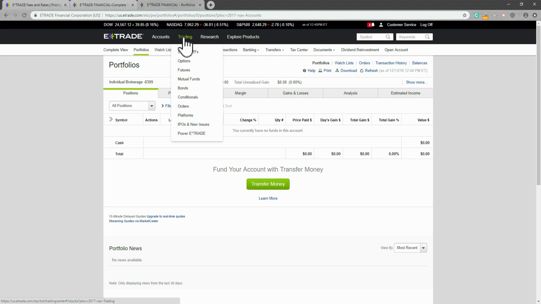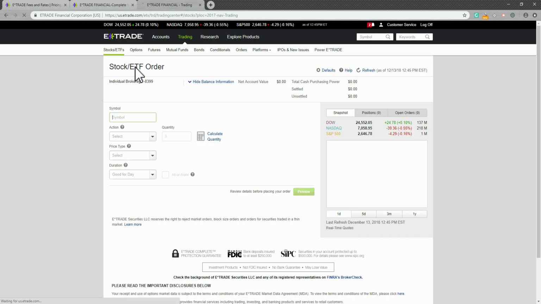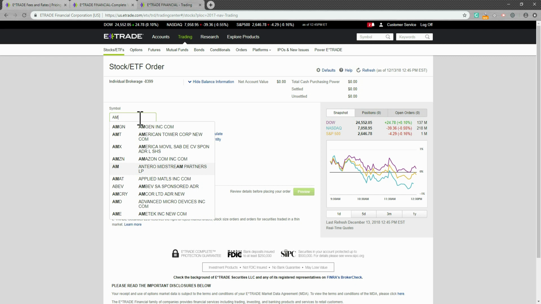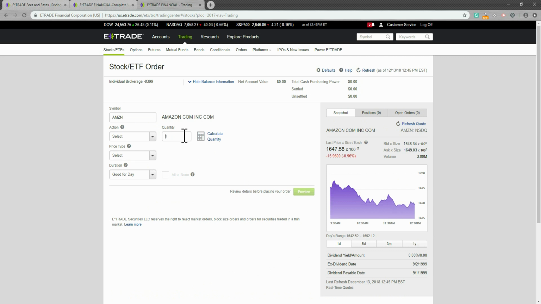Now, if you're looking to trade, this is where you would go. Click on trading, and this is where you could buy your stocks and stuff like that. You could put your symbols in if you're looking to buy something, like Amazon. You start typing here, and it comes up with the list. Then you can put your quantities in here and select buy. If you had shares, you could also sell. Then your price type, good for the day, etc. So you have it here where you would actually go to make those purchases.